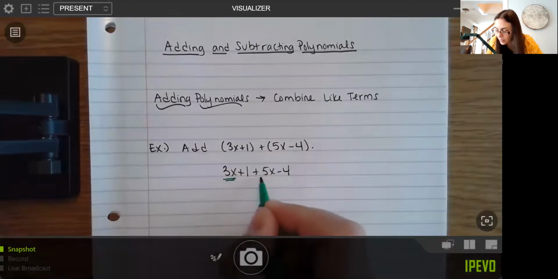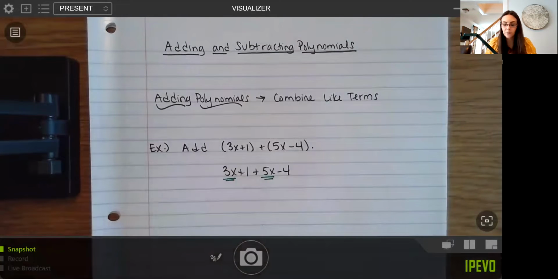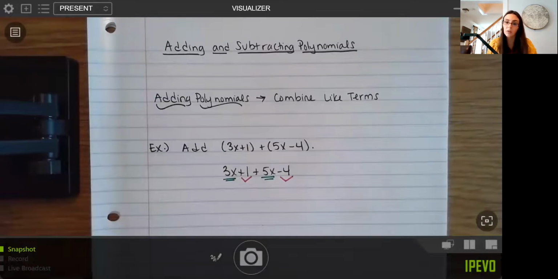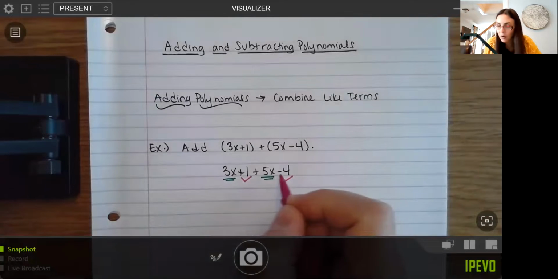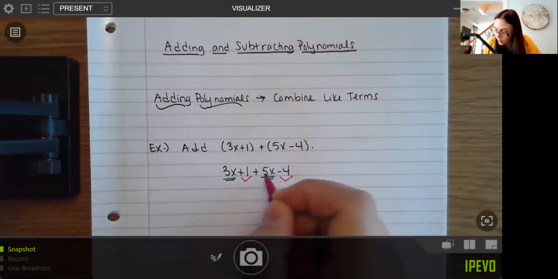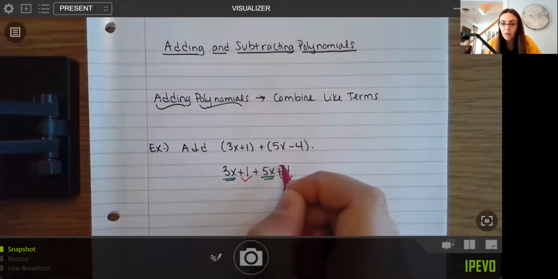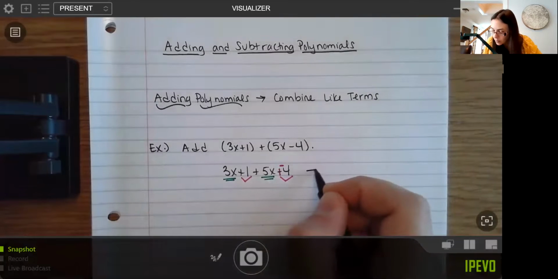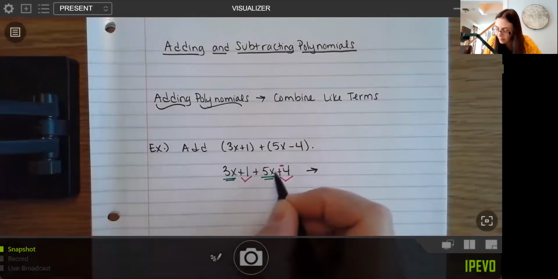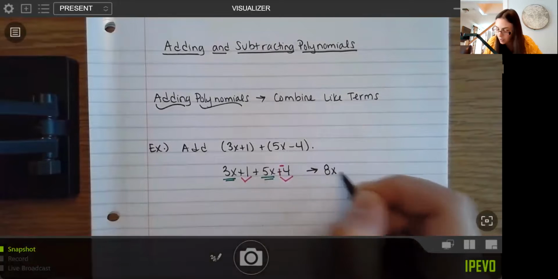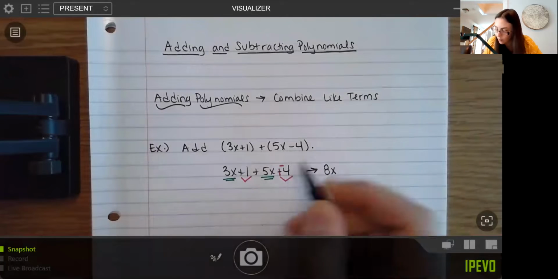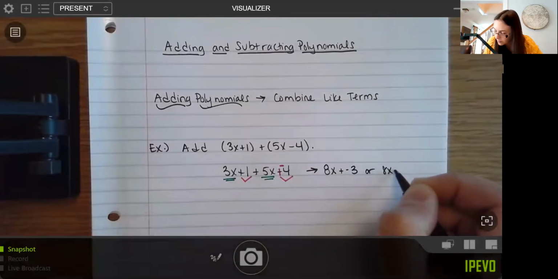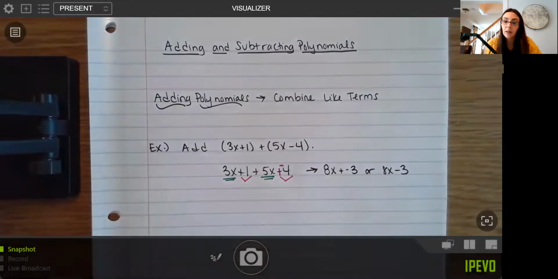So I see a 3x piece and a 5x piece. Those are like terms. And then I also see a +1 and a -4, which are also like terms. Now for that -4, if you don't really like those subtraction signs, remember you can always change it to adding a negative, and that will help you with your computations here. So 3x and +5x is 8x. +1 plus -4 is the same thing as -3. And that's it. We added those two polynomials.